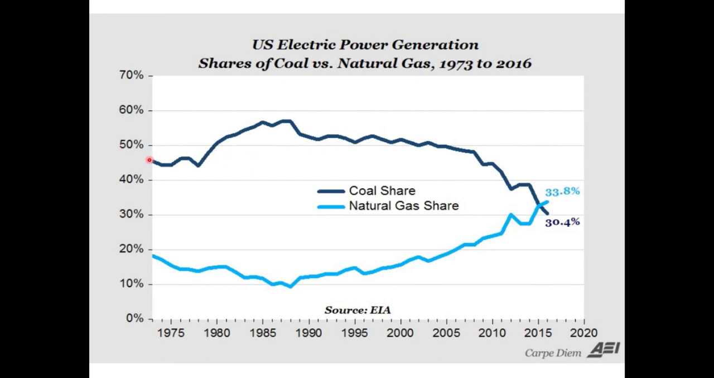And all I want you to see is that in my lifetime, coal went up. And then since the 80s, coal has been on the decline. And natural gas sort of hovered between 10 and 20%. And since the 80s, natural gas has been on the rise. The most significant impact is what's shown over here on the right-hand side of the screen.